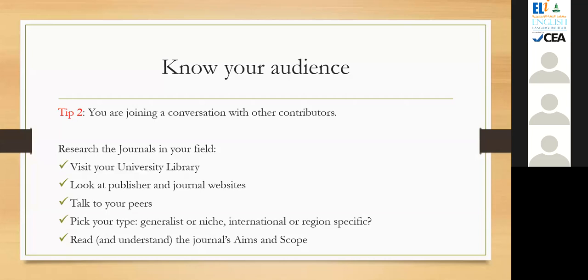For example, do you want it to be known globally? That means I will investigate this issue globally, not only, for example, in Saudi Arabia. But if I want it region specific, that means I will investigate it only in Saudi Arabia. So read and understand the journal's aims and scope, again.